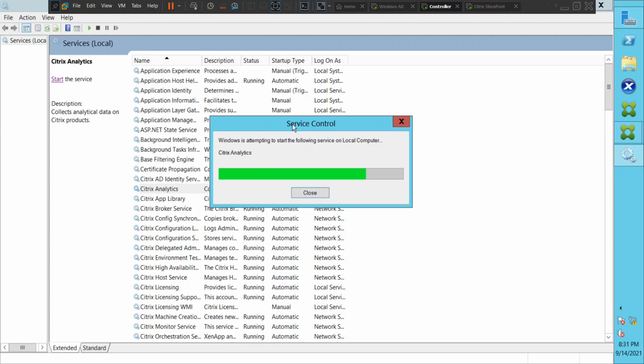It's almost there. So when you see the error messages, it's always good to check the services console to see if all the services are up or not.